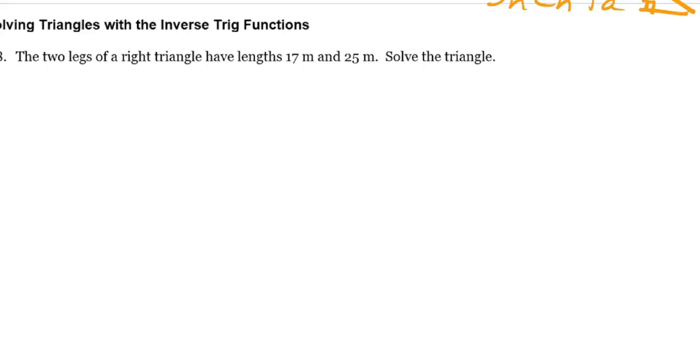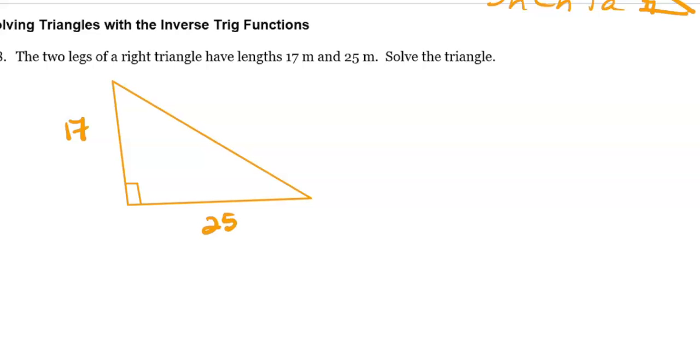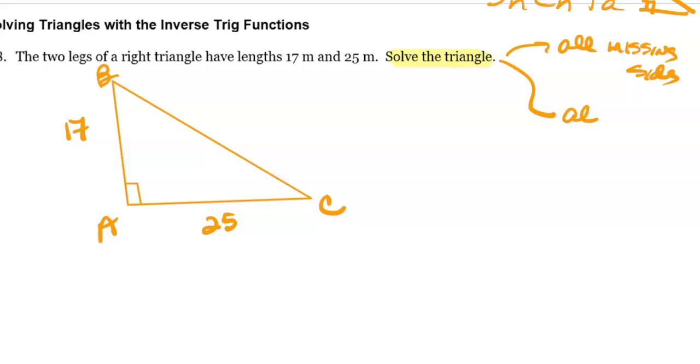So the 2 legs of a right triangle have lengths 17 and 25. Okay, so draw yourself a triangle. And as I said, it has to be a right triangle. Okay, so I'm going to put my 17 here and my 25 here. And I'm going to label my triangle just so I can refer to the angles with letters. When it says solve the triangle, they want all missing sides and all missing angles.